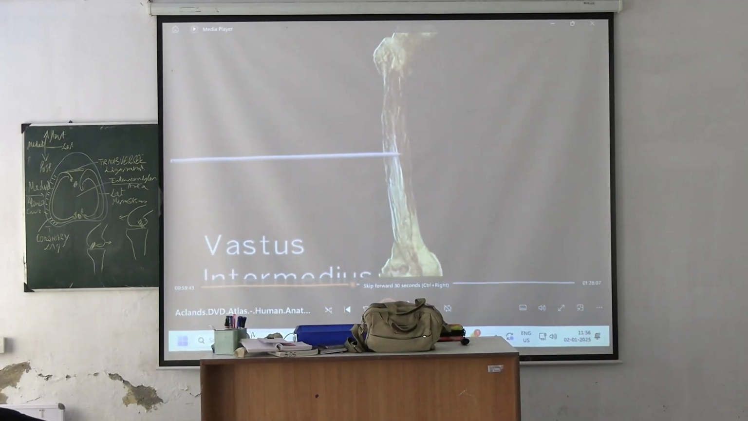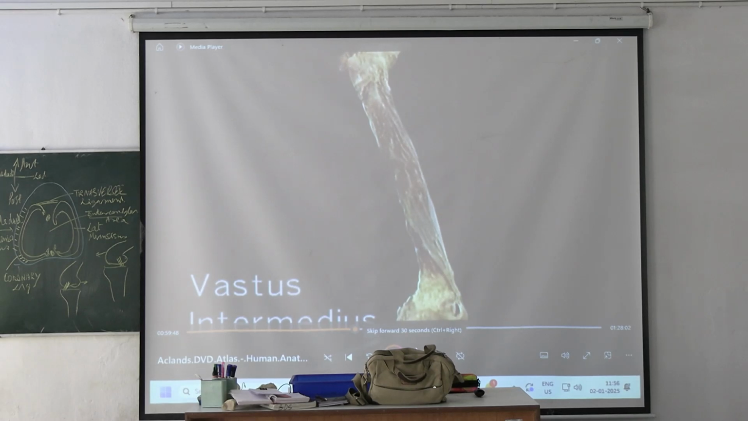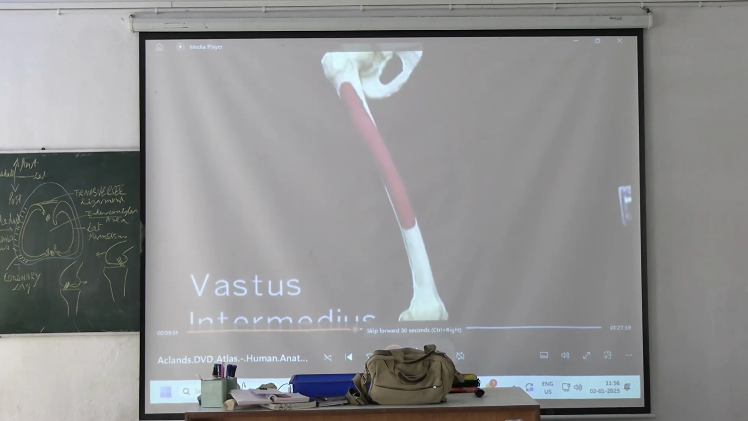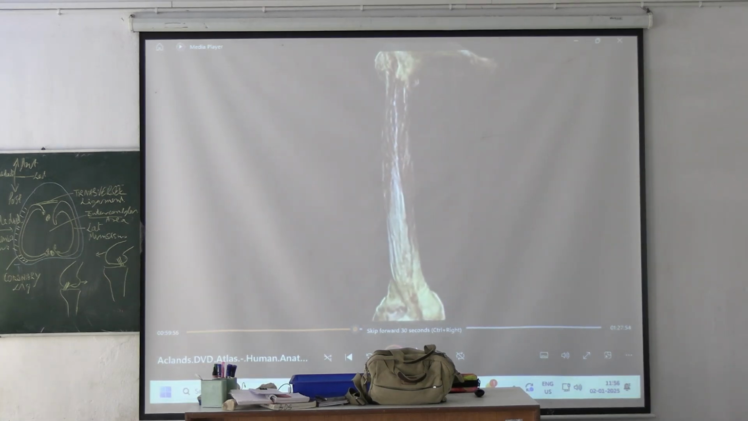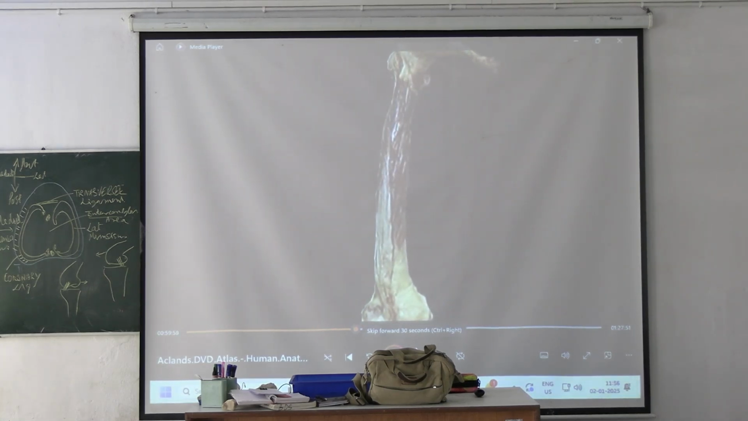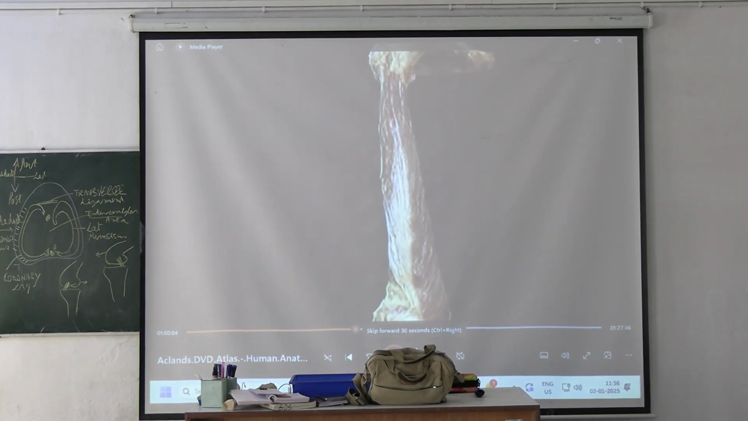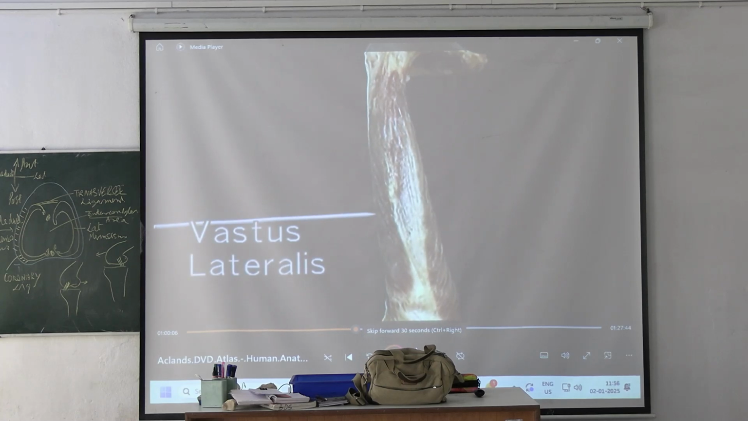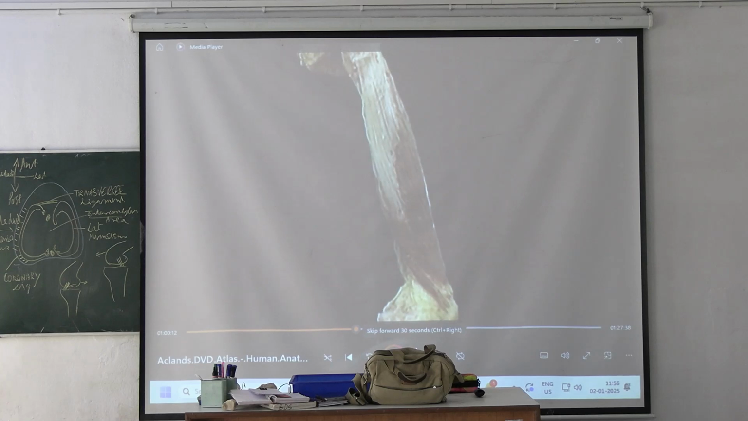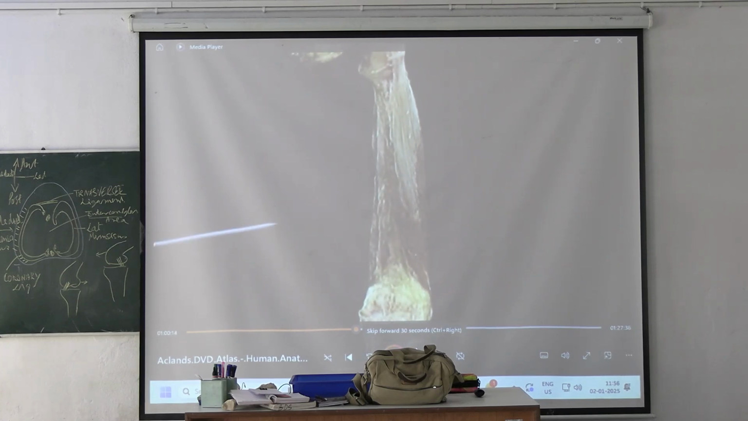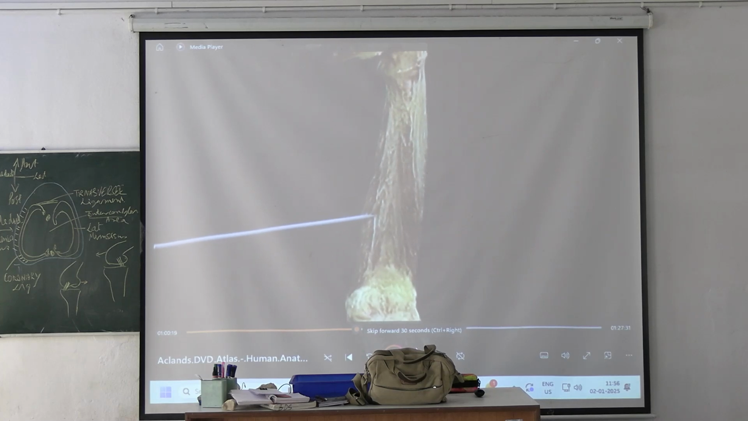Here it is. It forms a bulge on the front of the femur. Vastus intermedius arises from this broad area around the lateral aspect and front of the femur. Wrapped around the outside of vastus intermedius are vastus medialis and vastus lateralis. These two cover vastus intermedius almost completely. Their fibers run obliquely all the way around to the back. Here's lateralis, here's medialis, almost meeting.